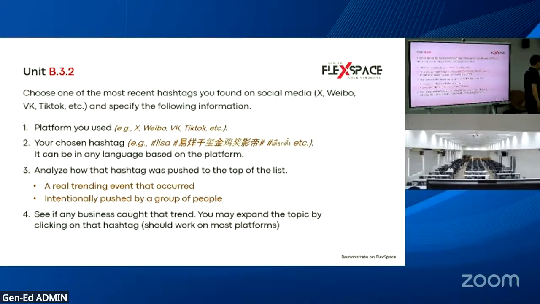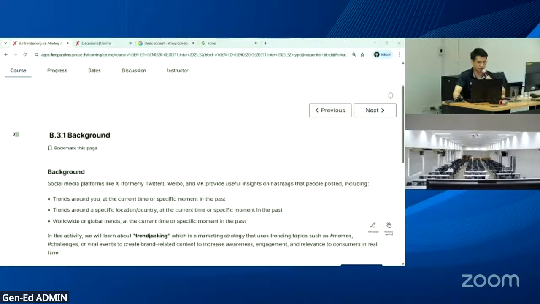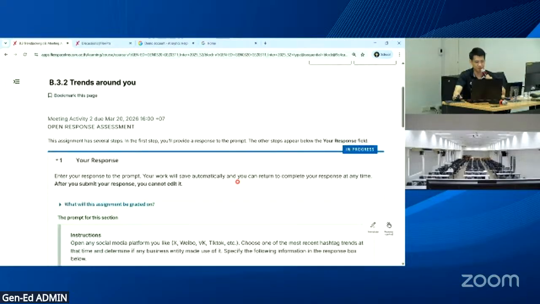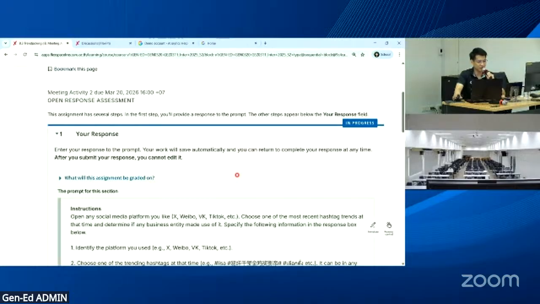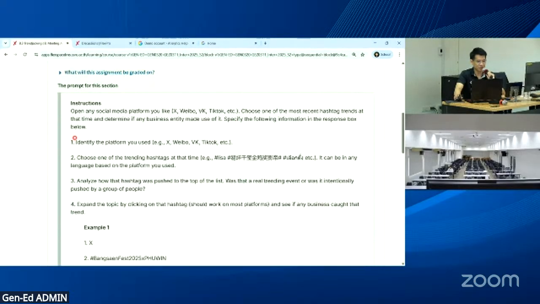Okay, I will show you the example on Flex Space. It's unit B.3.2. Okay. Now we call this activity the open response assessment. So you need to provide your response. Now, do you remember the instruction? You need to open your social media platform, choose one, maybe X, Twitter, Weibo, VK, TikTok, or any of your preference, any social media that you use, and locate a top hashtag at your location at that moment.